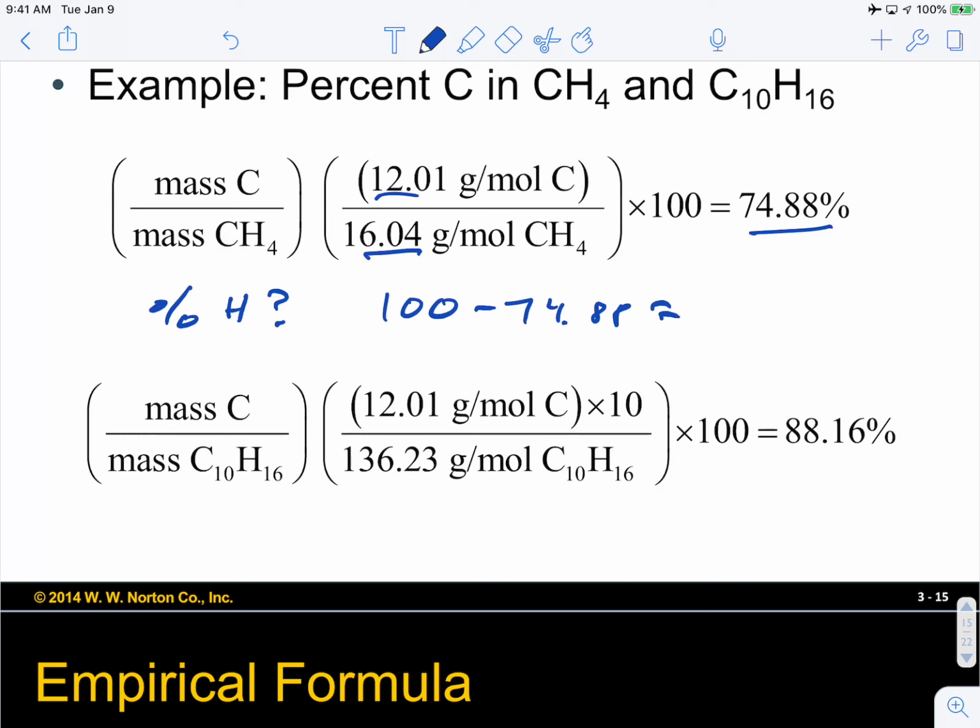For the next compound, same thing. You can figure out carbon. In this case, you've got to do 12 times 10, because there's 10 carbons here, so you need this. And then the total mass once again, and you get your percentage.